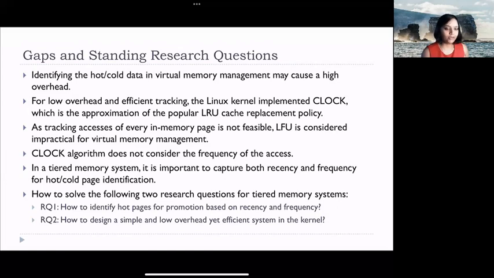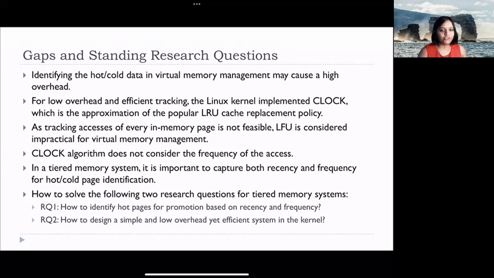First, identifying the hot and cold data in virtual memory management can cause high overhead. As we saw in both the previous mechanisms, which is either the page fault based mechanisms or reference bit based mechanisms, there is some overhead of identifying the importance of pages. How do we minimize this overhead? That's a key research challenge.